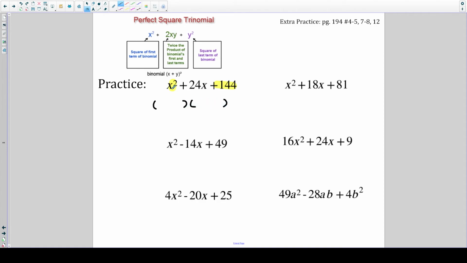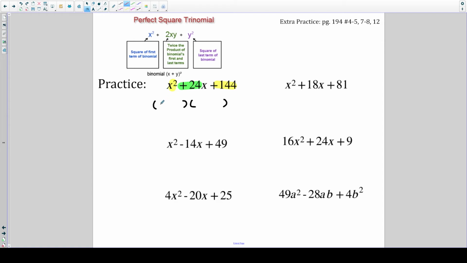And since we have a perfect square for our first term, and a perfect square for our last term, we can be about 90% sure that we have a perfect square trinomial. Now the last thing that we need to examine is our middle term, and we know that it has to be 2 times the square root of our first term times the square root of our last term. Let's see if that works out.